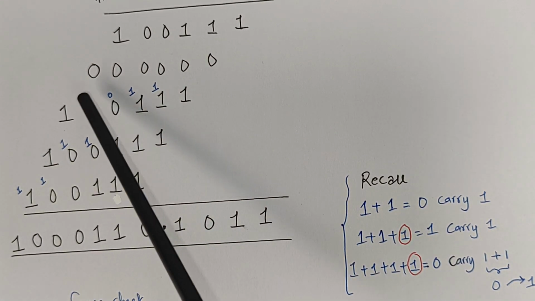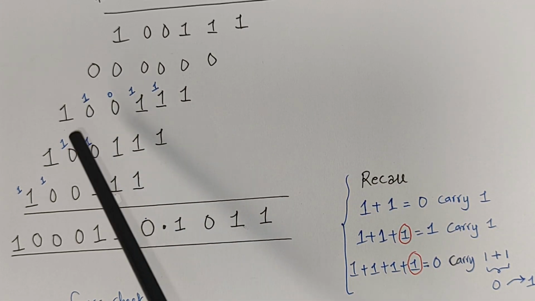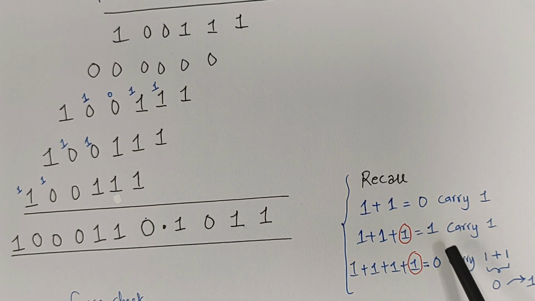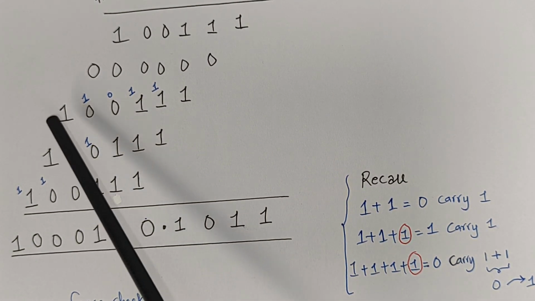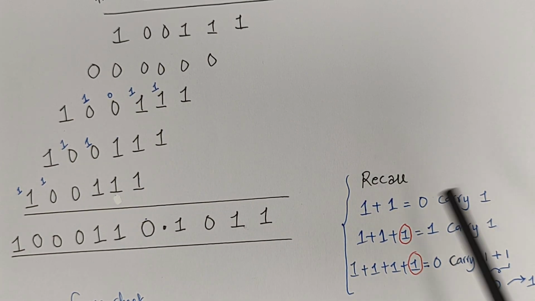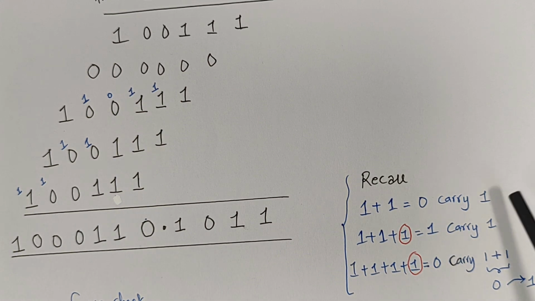So how many carries do we have now? We have applied 2 carries of 1, right? So this is 1 plus 1 plus 1, which will be 1, carry 1 according to this rule. Okay, 1 carry 1. So down here we have 1 plus 1, which will be 0 carry 1 from this rule. And here we have 1 plus 1, which will be 0 carry 1.